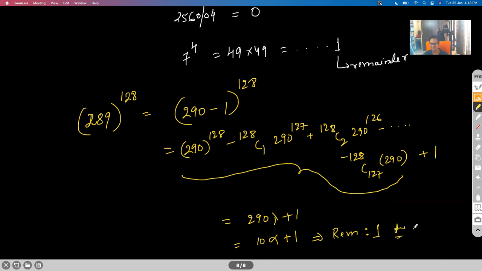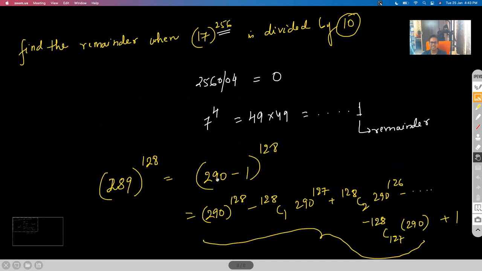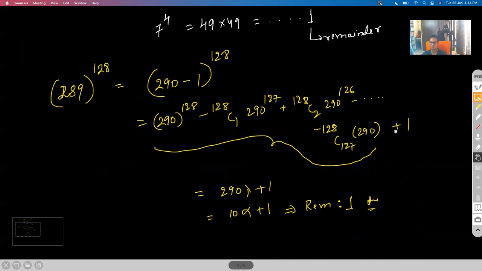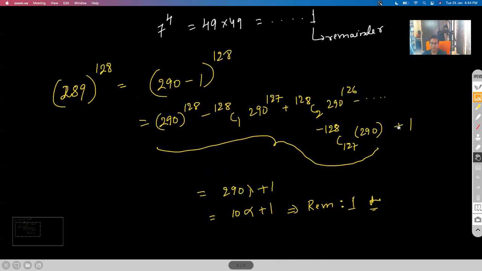Now many students ask me, sir, what will happen if this guy is not getting formed, what to do? I will talk about that also. But let me also tell you what will happen if this number was minus 1. Let's say there was a minus 1, then the remainder would be, who will tell me? 9. Exactly. So if you hypothetically get a number of this nature, then you have to release a 10 from here. So that number 9 will become your remainder, not minus 1.